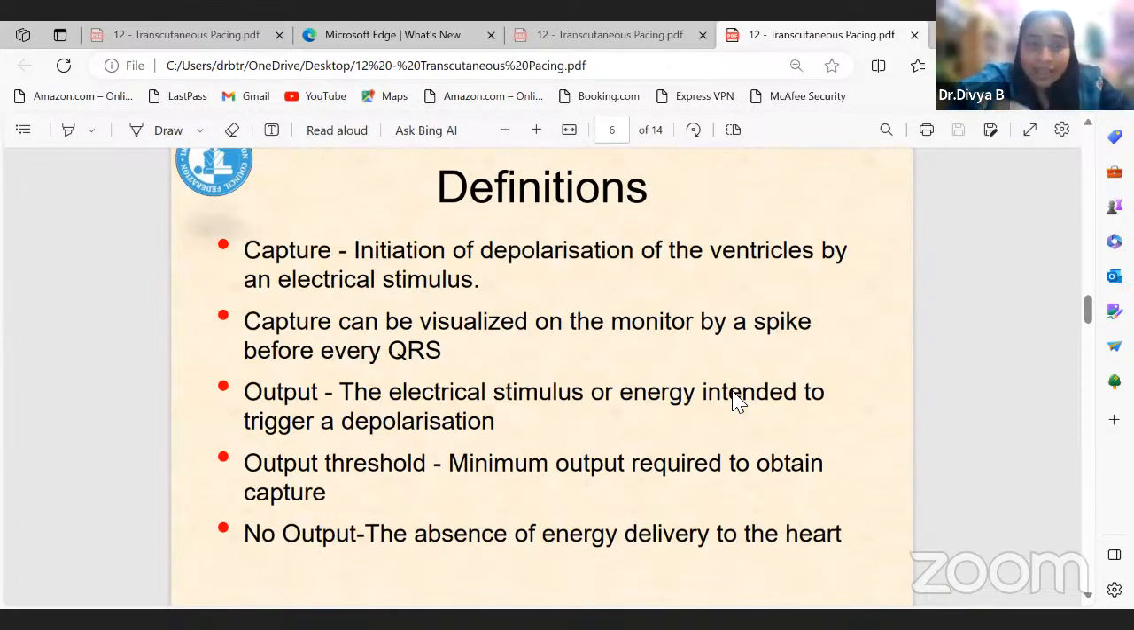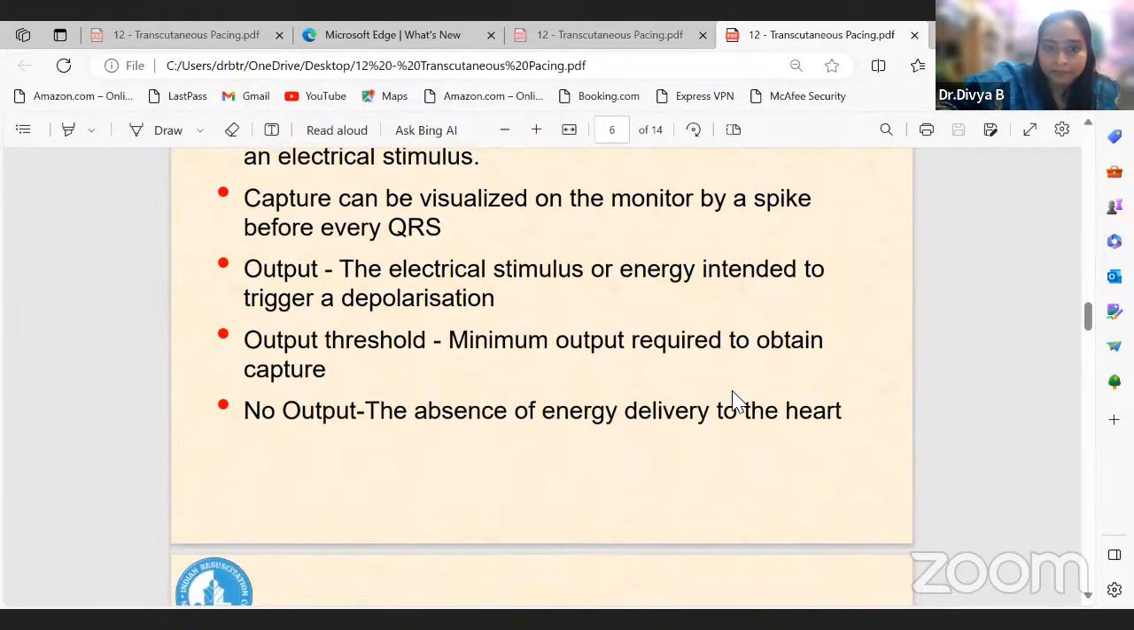And then the output is the electrical stimulus that is required to trigger a depolarization, right? The output threshold is the minimum amount of electricity that can generate an impulse for a patient. Always make sure that you give a minimum of 2 milliamps or 10% more than the output threshold. That should be your output. Your output threshold is different; that's where you actually get a stimulus. Above that is your output. And no output is a caution: it means no output is being delivered to the heart and your transcutaneous pacing is not working, right?